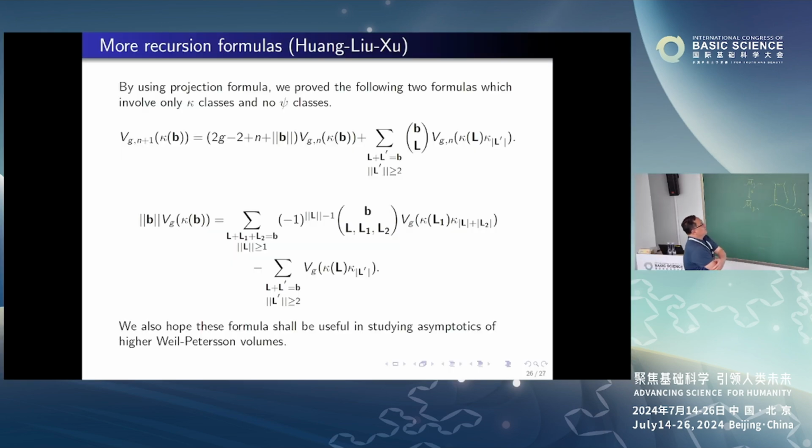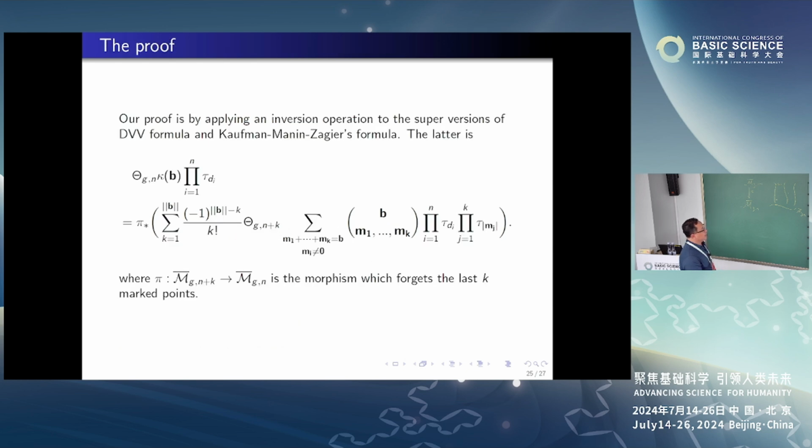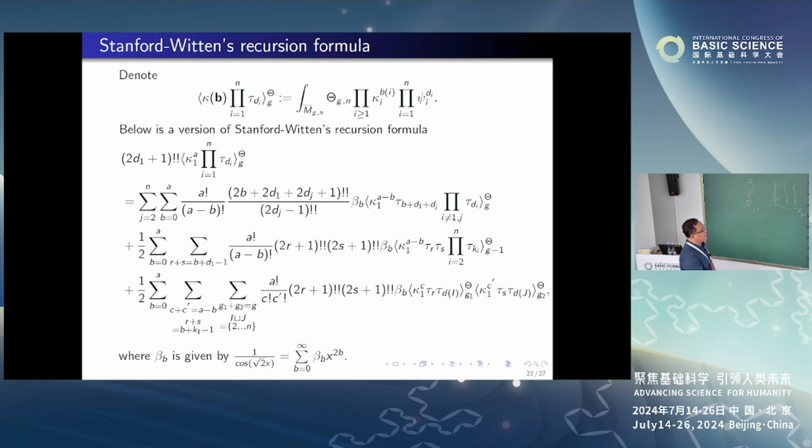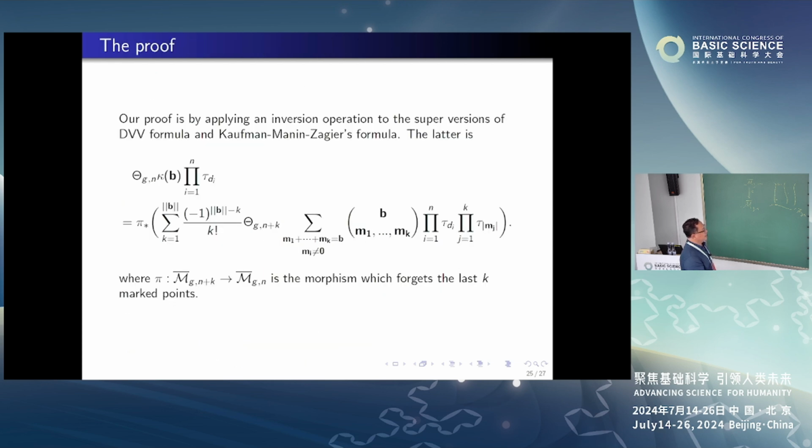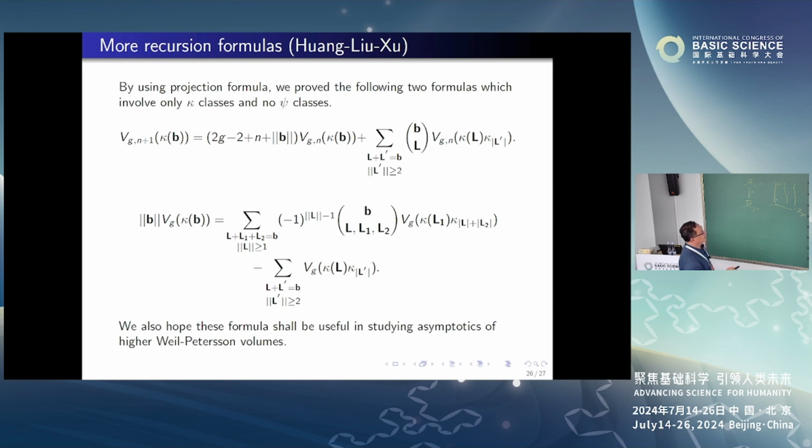And here we can derive four recursion formulas together. By using the projection formula from the previous slides, we can get this. For example, this involves only the kappa class and no psi class. So here the volume of Gn, that means in the previous integral, there's no psi class. We only have a kappa class. In that case, you get a simpler recursive formula. So you can see that only V_{g,n+1} with n+1 marked points and kappa b, together with this interesting number, and then you get V_{g,n} kappa b.